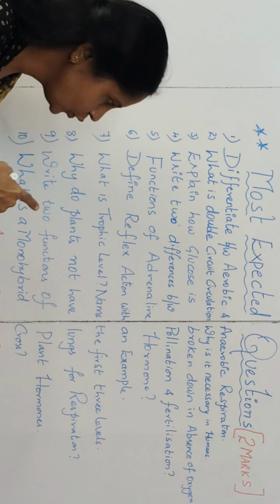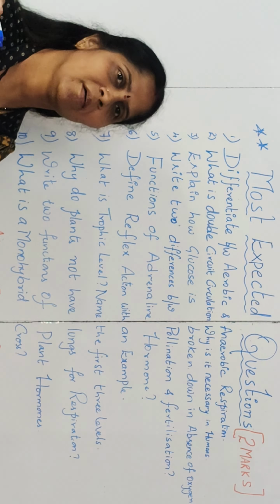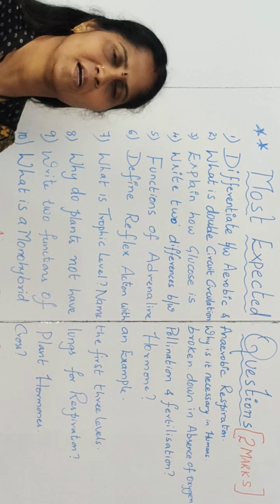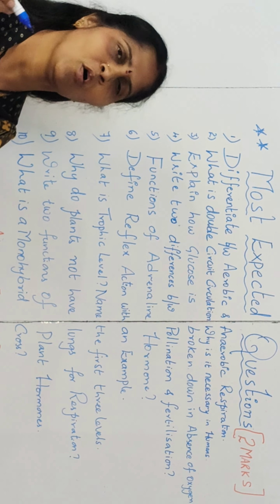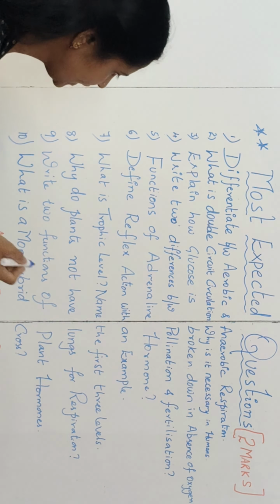Why do plants not have lungs? For respiration, plants do not have so much oxygen requirement like that of the animals. They have stomata and lenticels which will be providing oxygen for all the parts of the plant, and that is sufficient. So that's why they will not have lungs.